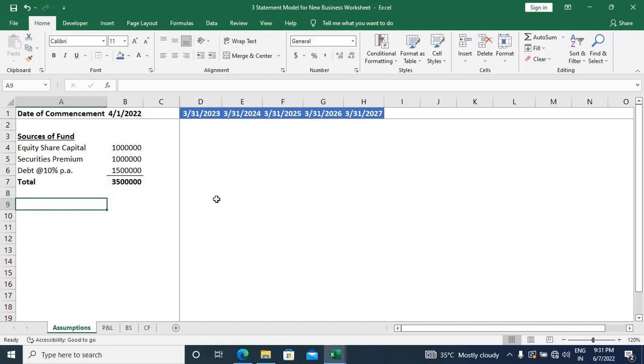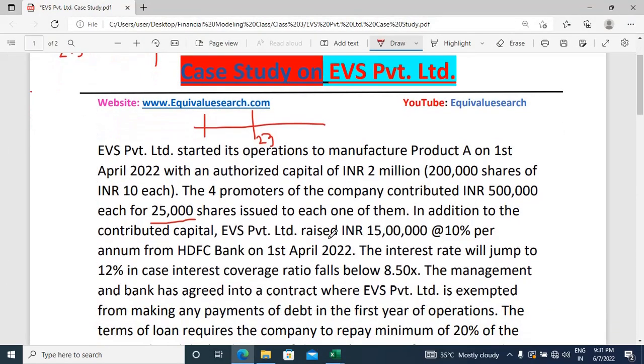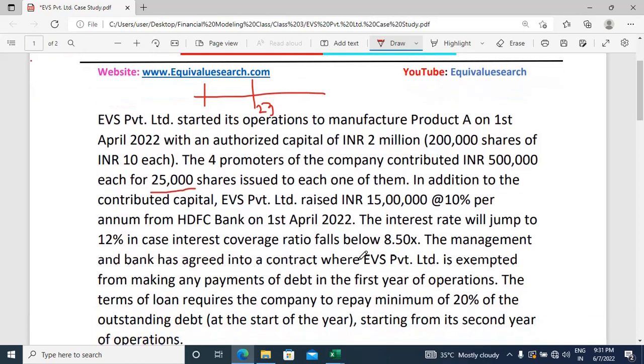Now we had this debt taken. Now there was some information shared here about the interest rate will jump to 12% in case interest coverage ratio falls below 8.5x. The management and the bank agreed into a contract where EVS Private Limited is exempted. So we have to just remember this thing right now, but we will be using this later. We will be using this 8.5x of interest coverage ratio, not right now. Even this 12% also. We will use this later on, not right now.